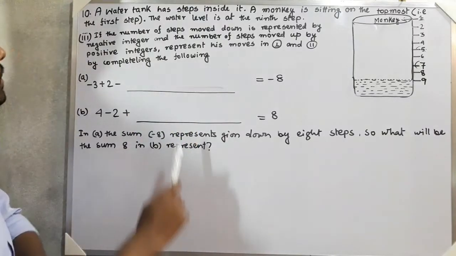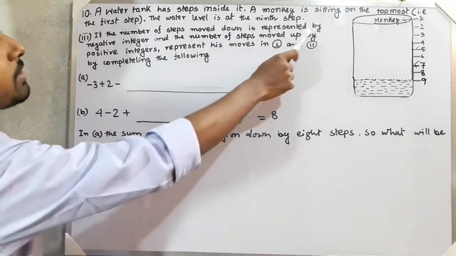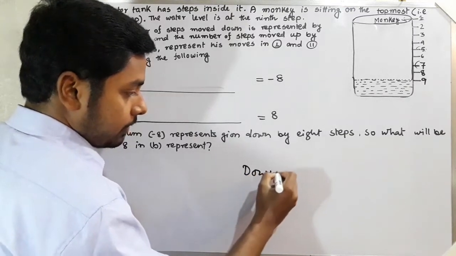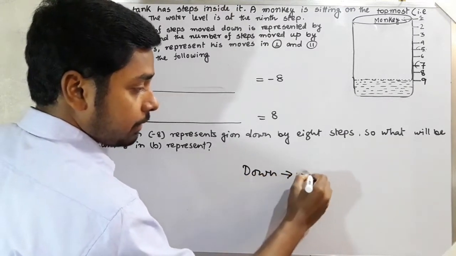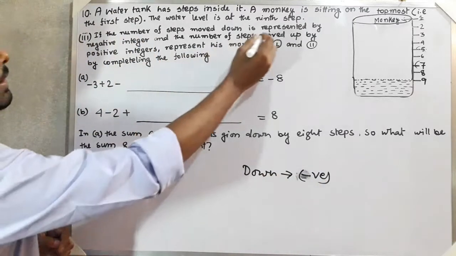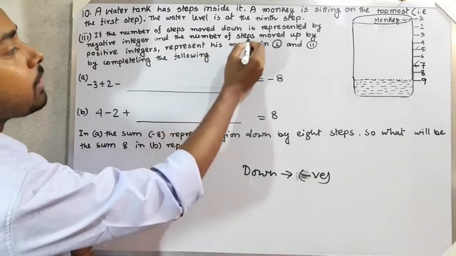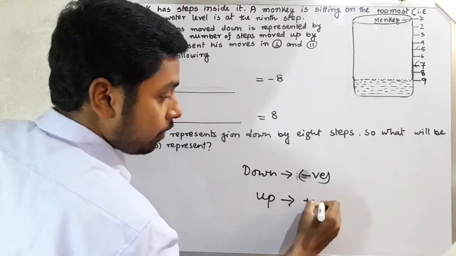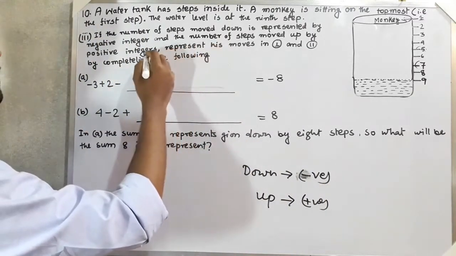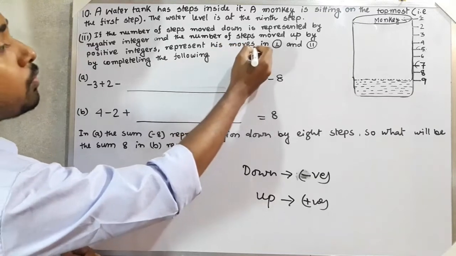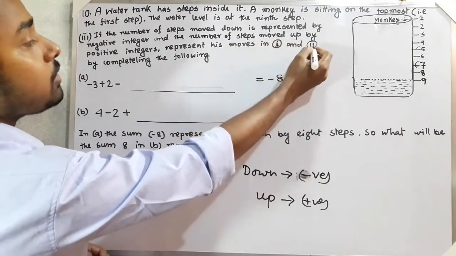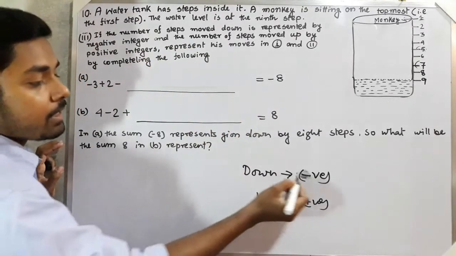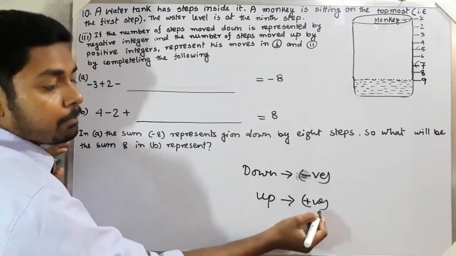Now question number 3 is asking: what if the number of steps moved down is represented by a negative integer, and the number of steps moved up by a positive integer? Down means negative, up means positive. Okay, I'm writing a shortcut. Represent his moves in questions 1 and 2 by completing the following. So we have to complete the following by representing down as negative and up as positive.